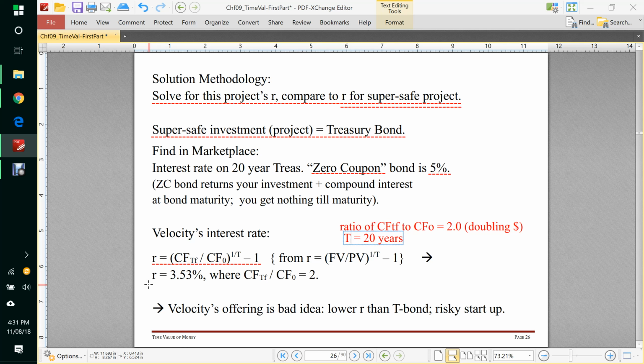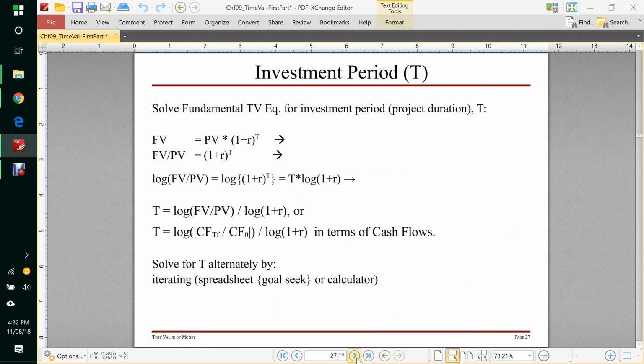So we plug in, and you should check me on this. You should always check everything that's presented in these outline notes. We get 3.5%. So we conclude very quickly that Velocity's offering is a bad idea. Okay. It's got a lower interest rate than a treasury bond, which is the safest thing around, and it's a risky startup, right? They might go bankrupt, they might be fraudulent, who knows? So that would be bad.